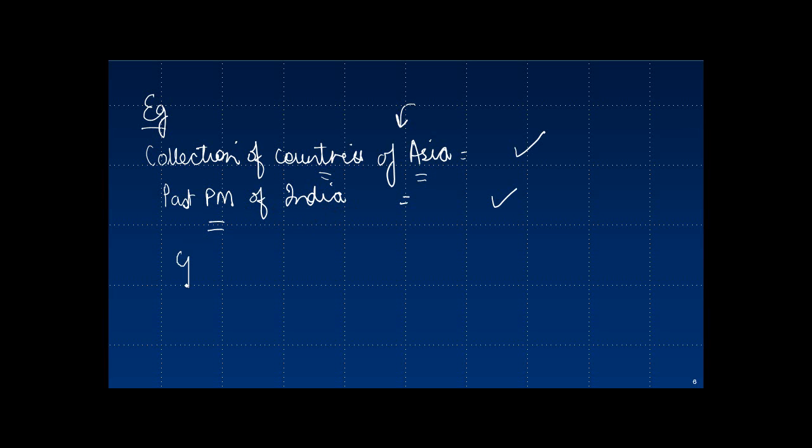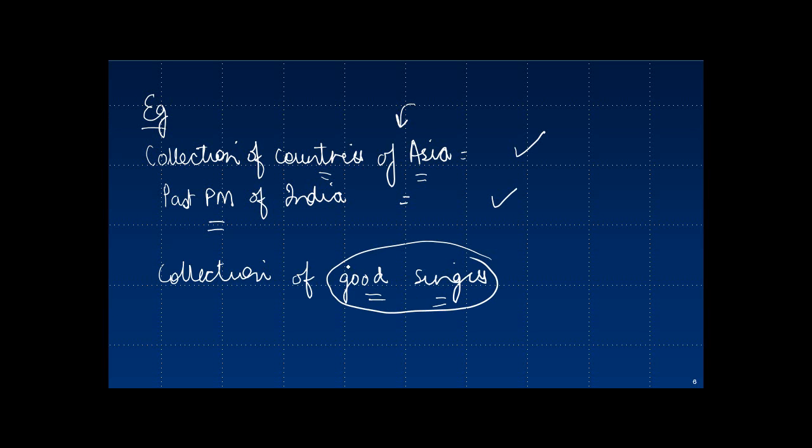As against this, if I say a collection of good singers. Now, we don't know what a good singer would mean. This is a very subjective thing. It's not well defined. What may sound good to one may not sound good to the other. Similarly, good teachers. Again, you don't know whether a teacher is good or not. So these are not sets. Why? Because they are not well defined. You cannot have a defined parameter to assess it. Whereas, in order to constitute a set, there has to be a well-defined collection of objects.